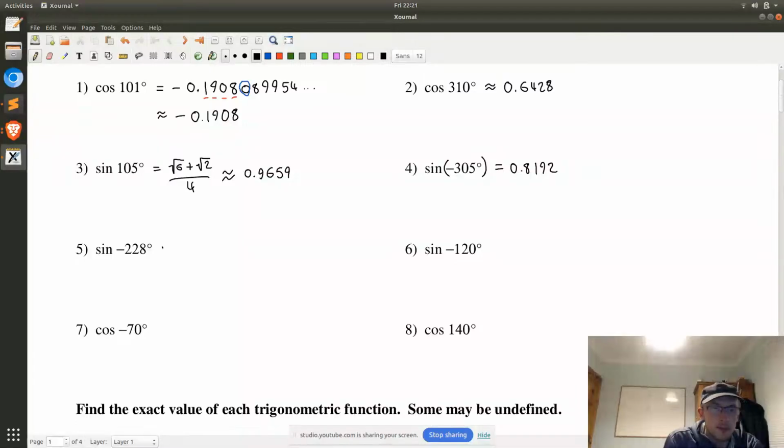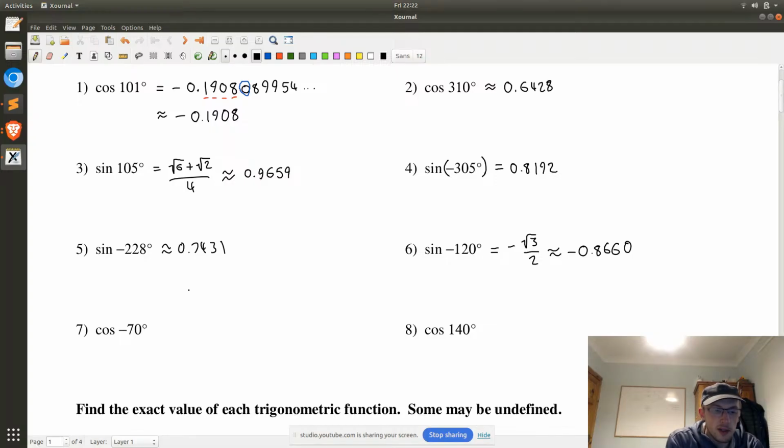0.7431. This will be an exact number. This is negative root 3 over 2. Try to write these down when they're exact so that you get used to this. And it's negative 0.8660.